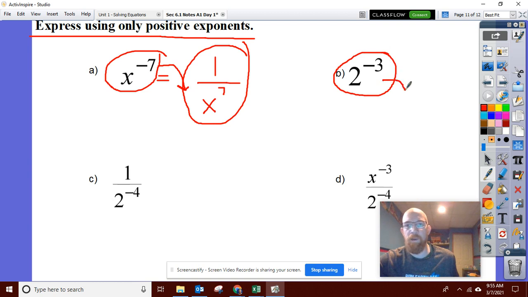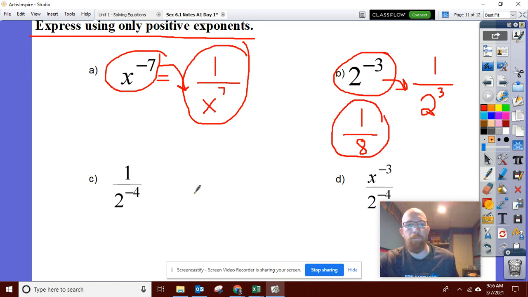Another one, it's the same idea. The 2 stays the same because it's the base. The exponent changes signs. And this one we could actually do, because we can do 2 to the 3rd power, right? So if we want to make this even more simplified, the 1 stays on top, and we have 2 times 2 times 2, which is 8. Again, you can take this into your calculator, 2 to the 3rd power.